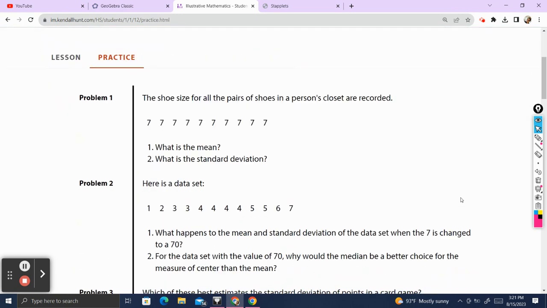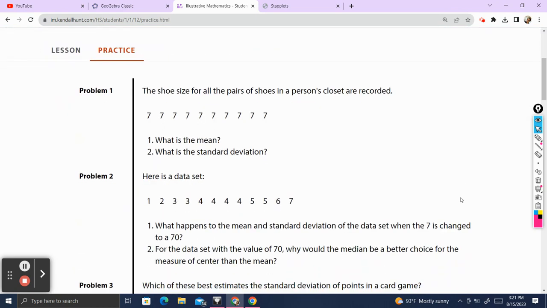Let's get started. Problem 1. The shoe sizes for all the pairs of shoes in a person's closet are recorded. This person only has shoes that are size 7. What does that mean? Immediately, because all of the shoes are 7, I know the mean is 7. There is no deviation between the values. All of the values are the same, and therefore the standard deviation would be 0. That's it. We're done with that question.